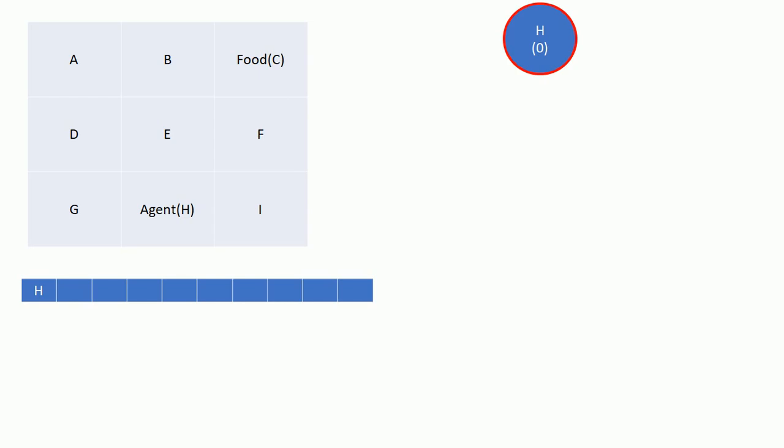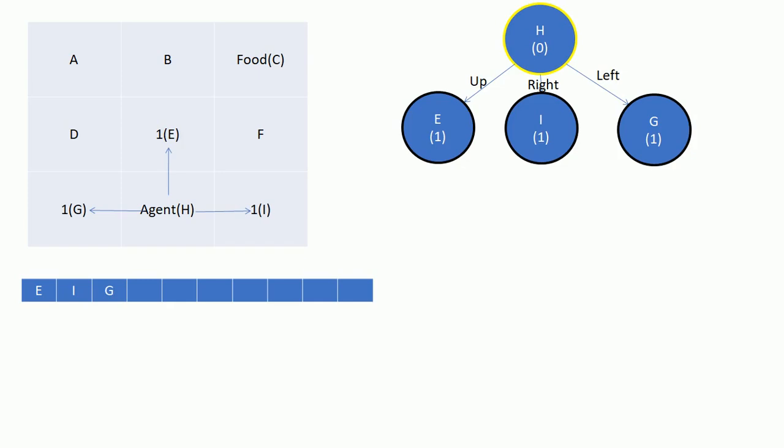So essentially we start with the start node. We add it to a queue. After we've added it to a queue, we look at all the neighbors of H, that is G, E and I. We remove H from the queue and we add all its neighbors to the queue. Right? Now we've got E, I and G in the queue.